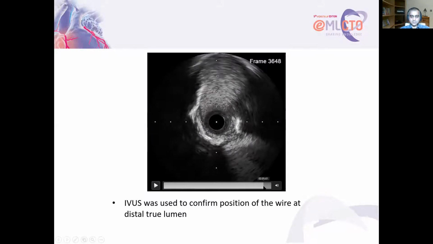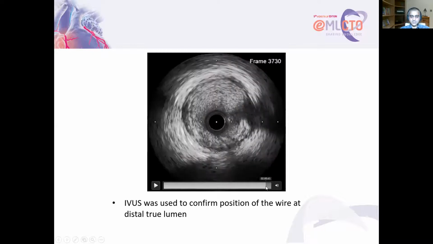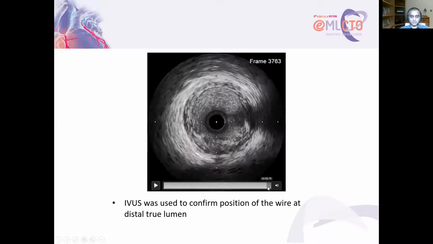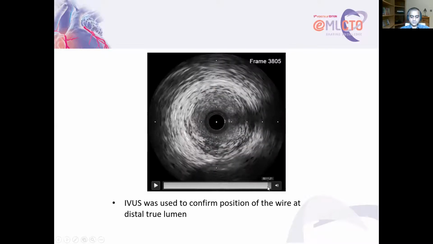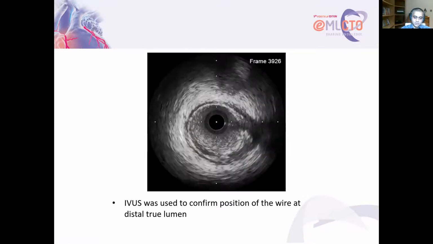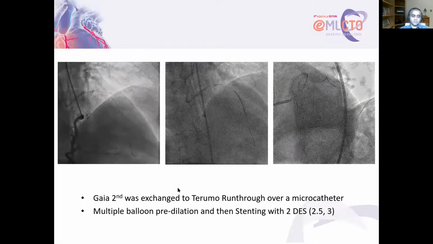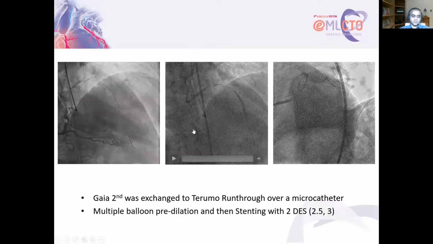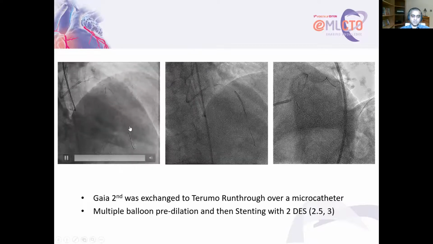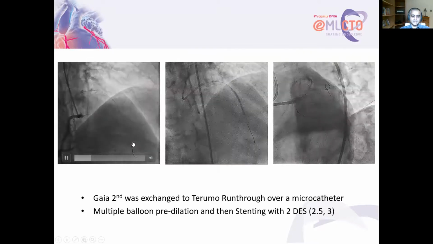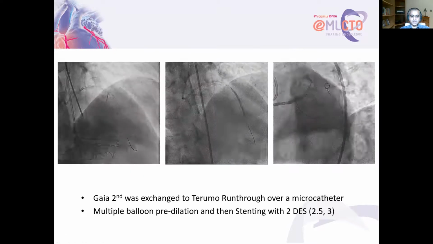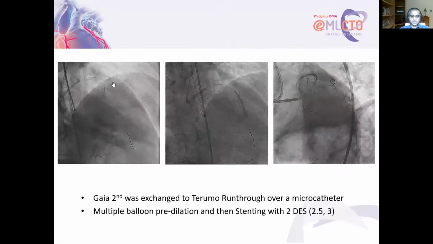We've got the ostium of the circumflex, and this is the left main stem. So the left main stem is atheromatous, but our areas here were adequate. So with that in mind, we see this quite often actually, that the wire will track intra-plaque and into the lumen and possibly back out again. But the important thing here was that the wire distally was in the true lumen. So I was happy then to proceed to treat this.